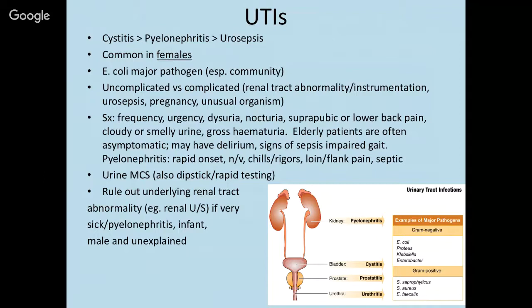Okay, so urine MCS is what you do. Obviously, you start with a dipstick and then you send for culture. And you also want to rule out an underlying renal tract abnormality if it's a complicated case, like I spoke about. And also when I'm doing peds, in kids, I usually always do at least a renal ultrasound, say in less than 6 months or so.